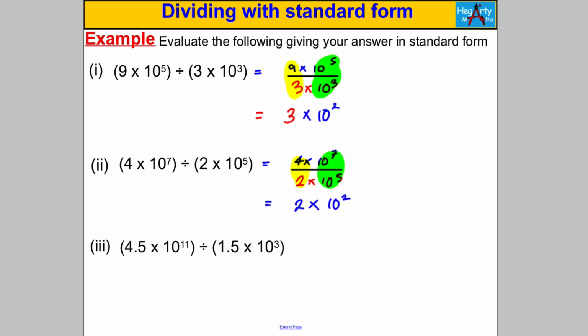And the last one, as always, write it as 4.5 times 10 to the power of 11 over 1.5 multiplied by 10 to the power of 3. Let's do this division separate to this division here. So 4.5 divided by 1.5. How many 1.5s go in 4.5? Well, the answer is 3. 10 to the 11 divided by 10 to the 3 is 10 to the 11 subtract 3, 10 to the 8. And there you go. We've done our division in standard form and given our answer in standard form.